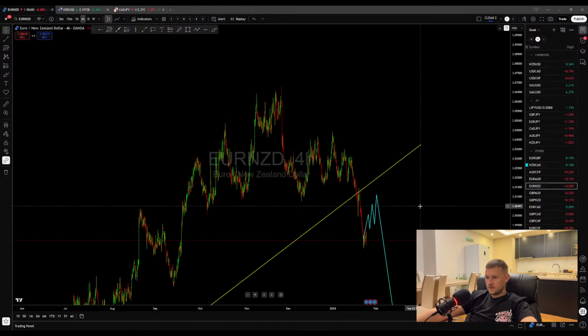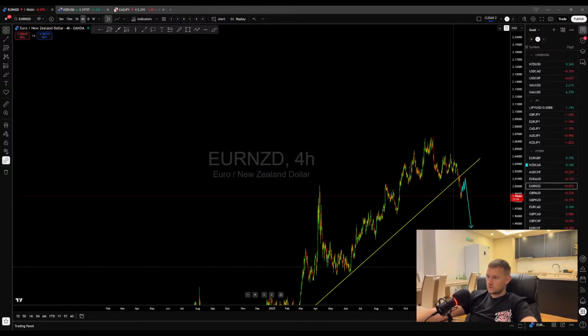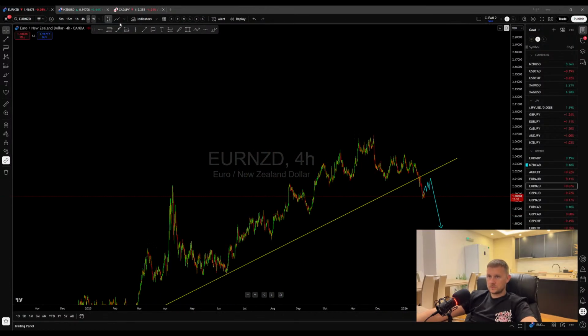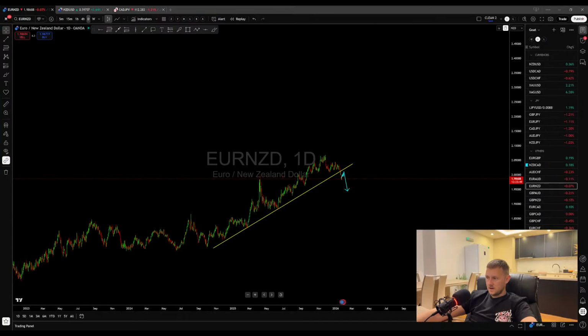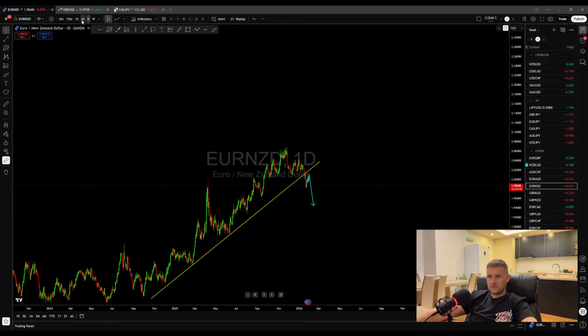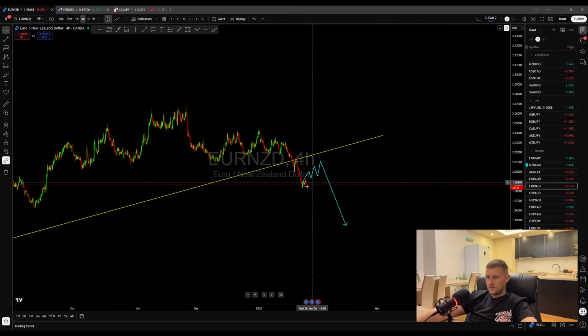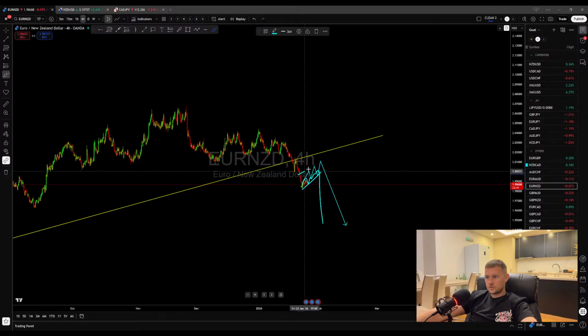Euro New Zealand, same there. Pullback and then continuation to the downside. That has to confirm more downside over there. This is very high in the structure. We need to have a confirmation before going deeper. This has to confirm, and then we will be trading more downside.